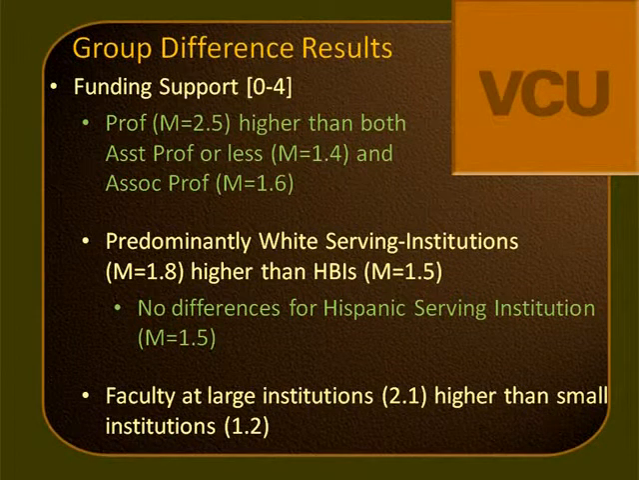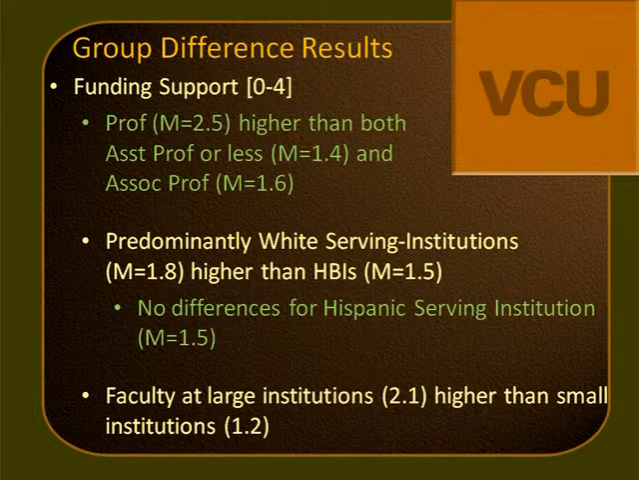With regard to funding support, full professors reported higher scores than both associate professors and assistant professors or less. But notable here is that the highest score was only 2.5. That's still quite low. Predominantly white serving institutions were higher than HBCUs, or what we refer to here as HBIs, 1.8 versus 1.5, and no difference was found for Hispanic serving institutions. Again, these are terribly low scores, though, which indicates to us that there's a need for research capacity building across the board. And when Dr. Gary comes to speak, she'll follow up on that.